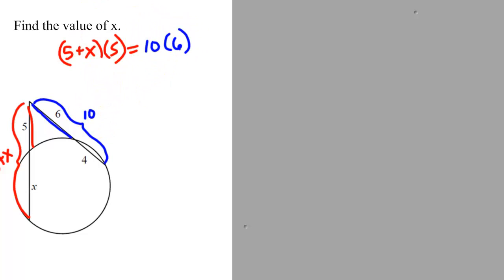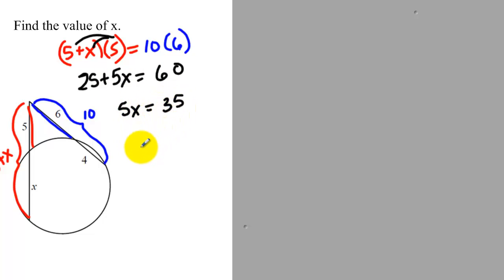All right, if we just work the algebra through, I think we'll be good. So let's distribute the 5 into the parentheses. This is going to be 25 plus 5x. And on the other side, we've got 60. And you know how to do the rest of this. 5x alone would be 35. And then dividing by 5 is going to give x equals 7.